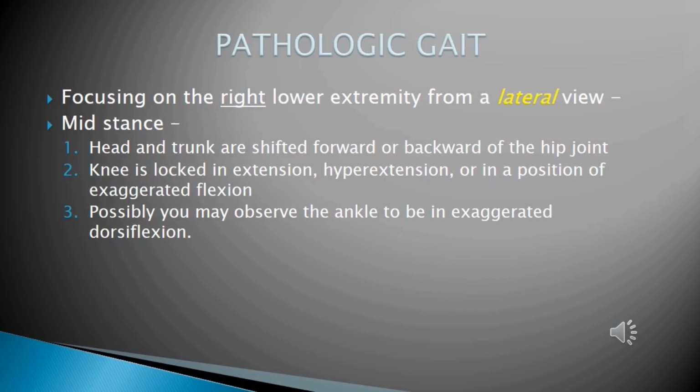Now, with a pathologic gait, also at the mid-stance phase of gait, we see that the head and trunk are perhaps shifted either forward or backward of the hip joint, and each one of those would be characteristic of one of the particular named gait signs. The knee could be locked in extension, could be in hyperextension, or in the case of the woman at my gym that I was referring to, it could be in a position of exaggerated flexion. Possibly you may observe the ankle to be in exaggerated dorsiflexion.